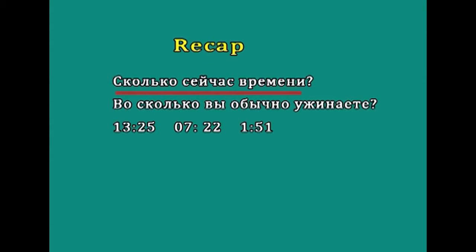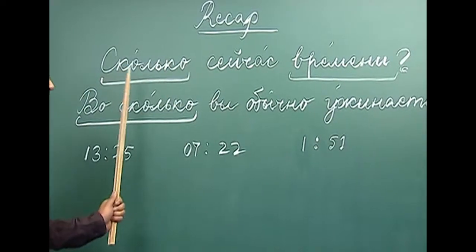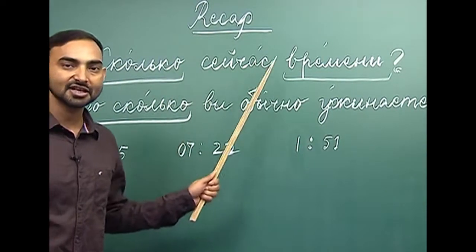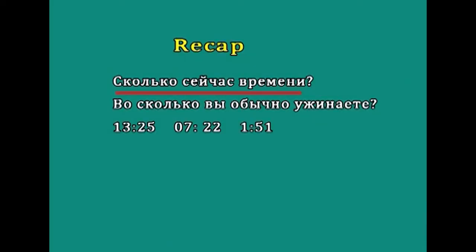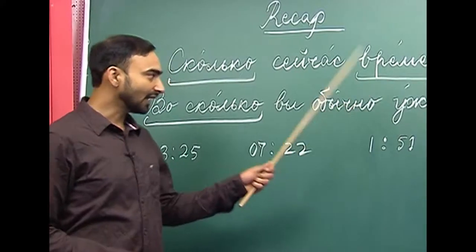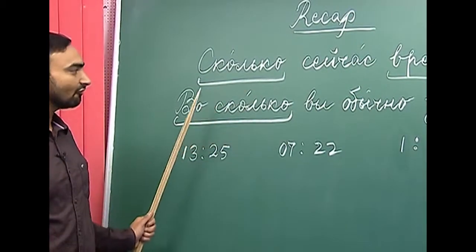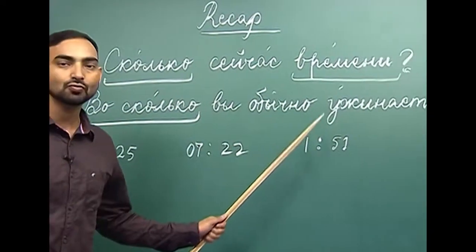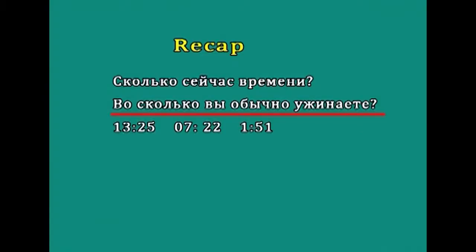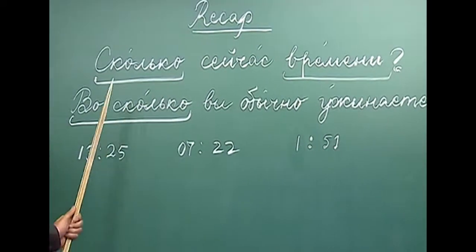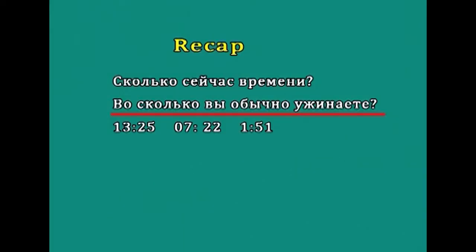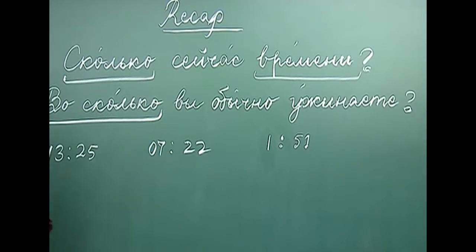Сколько сейчас времени, and what does it mean? Сколько сейчас времени, what is the time now? The next question or interrogative sentence that I have written here is во сколько вы обычно ужинаете? Во сколько вы обычно ужинаете? Во сколько is at what time? At what time do you have dinner usually? And how do you answer this question?